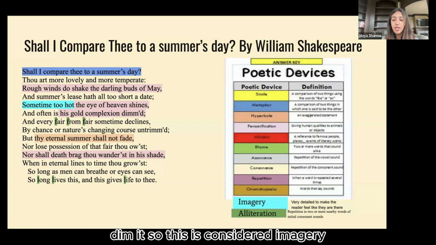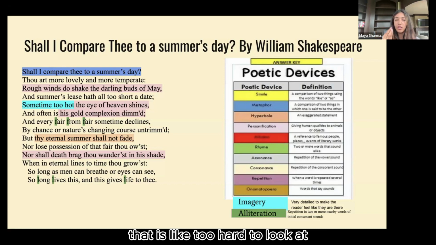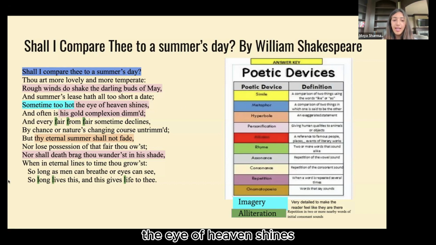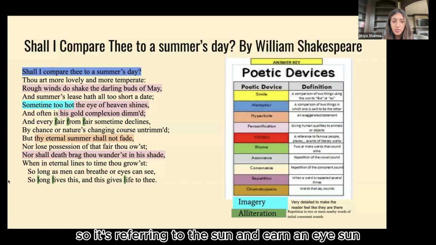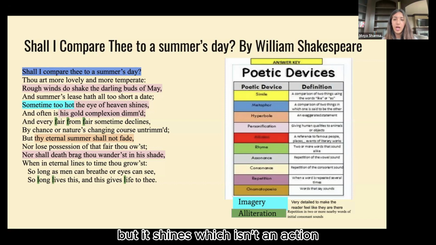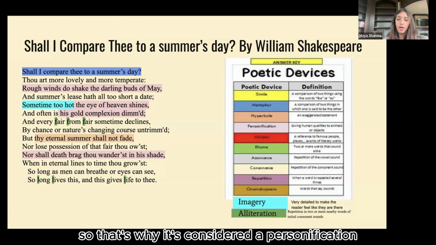So this is considered imagery because it's describing the sun, and we can visualize a very hot sun that is too hard to look at. And then the next part here is personification. The eye of heaven shines. So it's basically referring to the sun and earth and eye, sun. Either way, it's kind of referring to both, I guess. But it shines, which isn't an action that should be given to an object. So that's why it's considered personification.